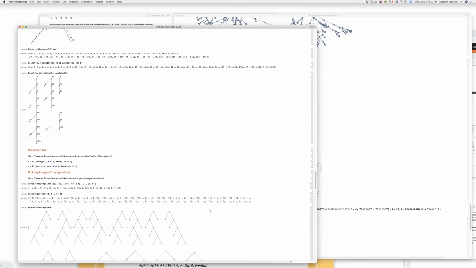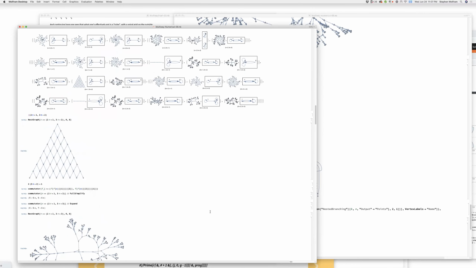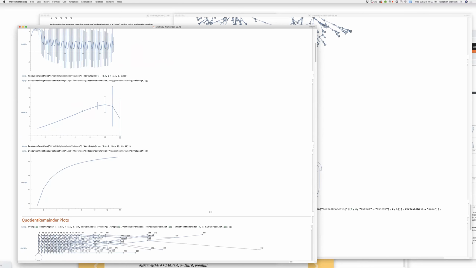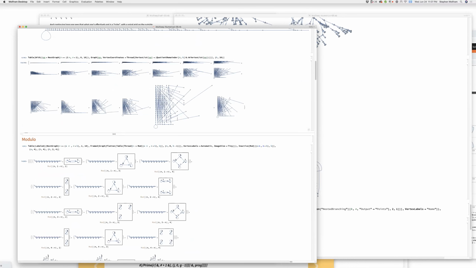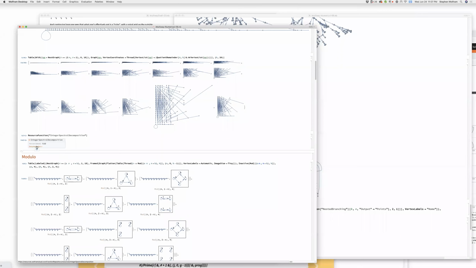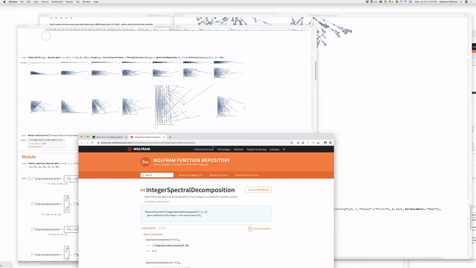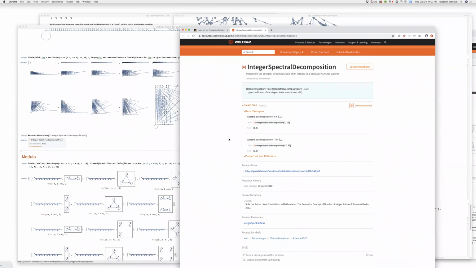I'm just going to look at this one thing that Nick had sent us here. I don't even know what this is. Integer spectral decomposition. I don't even know what that is. Let's see what it is. What is this creature? What is this? 7 in mod. I have no idea what this is.